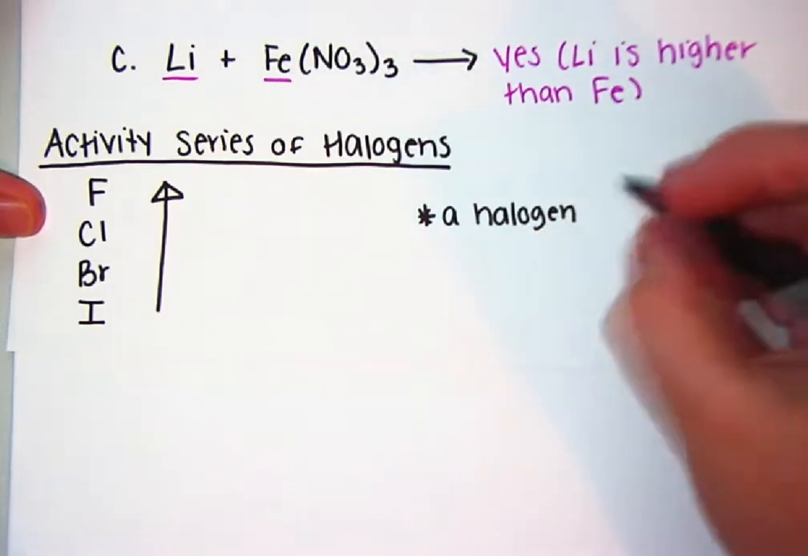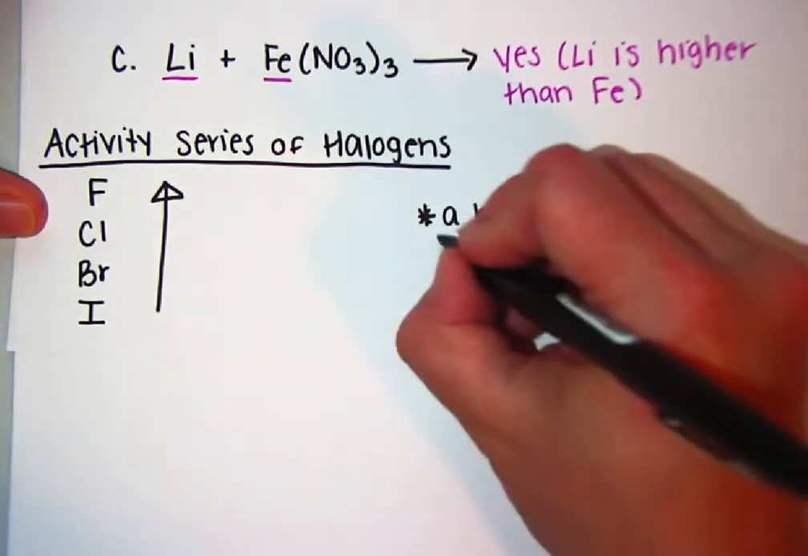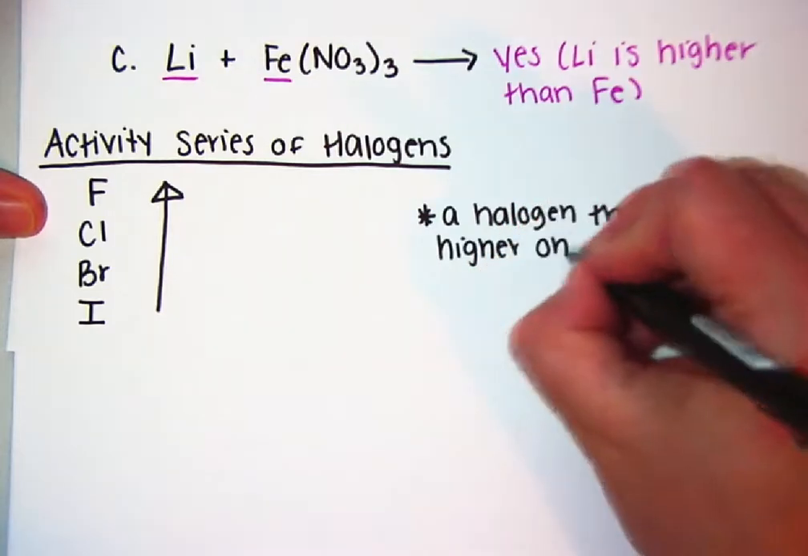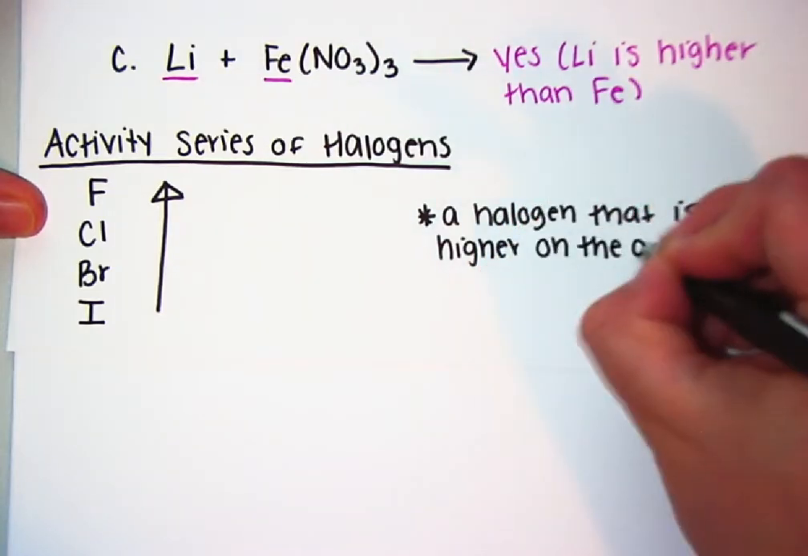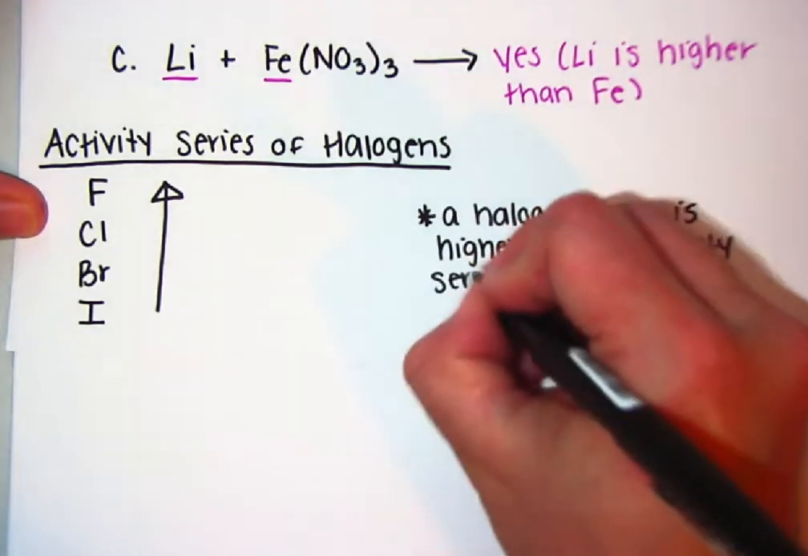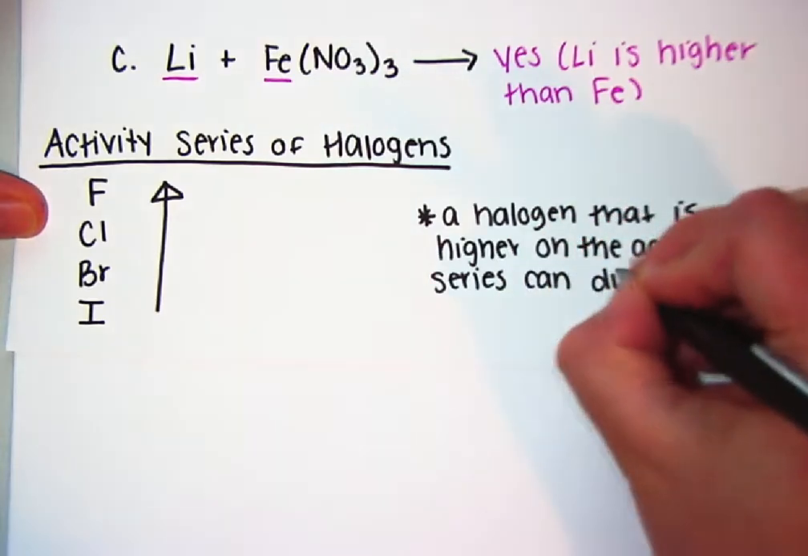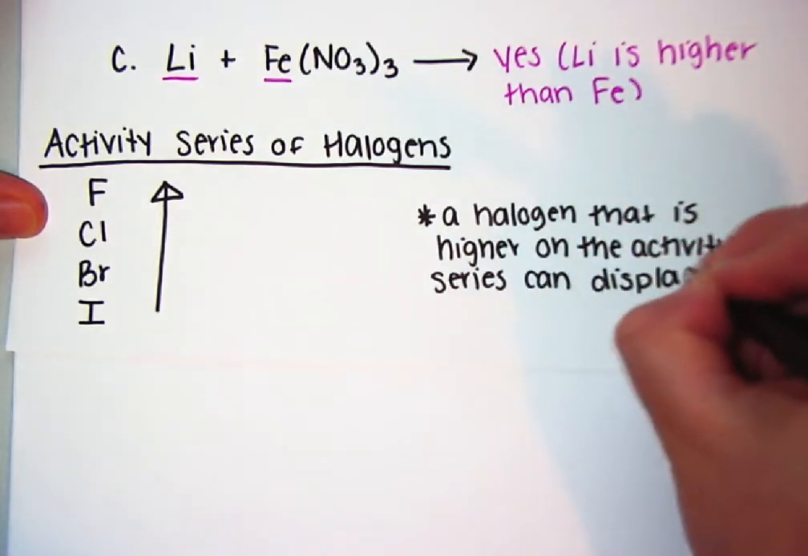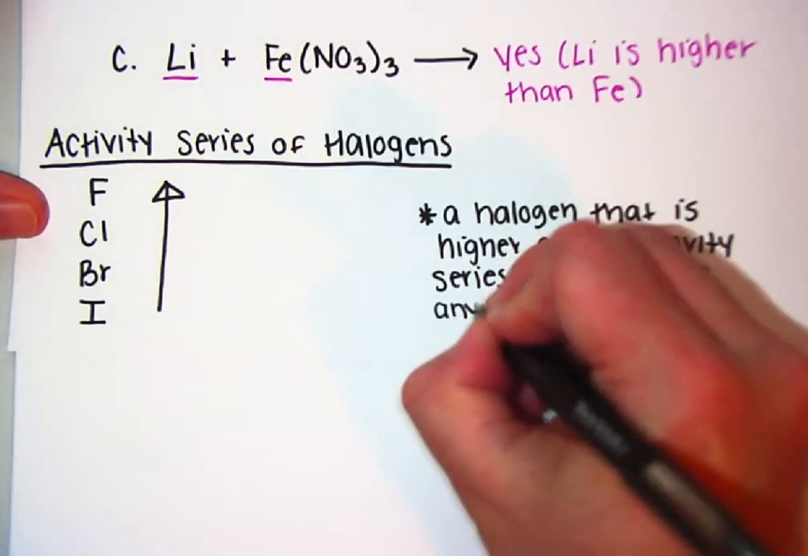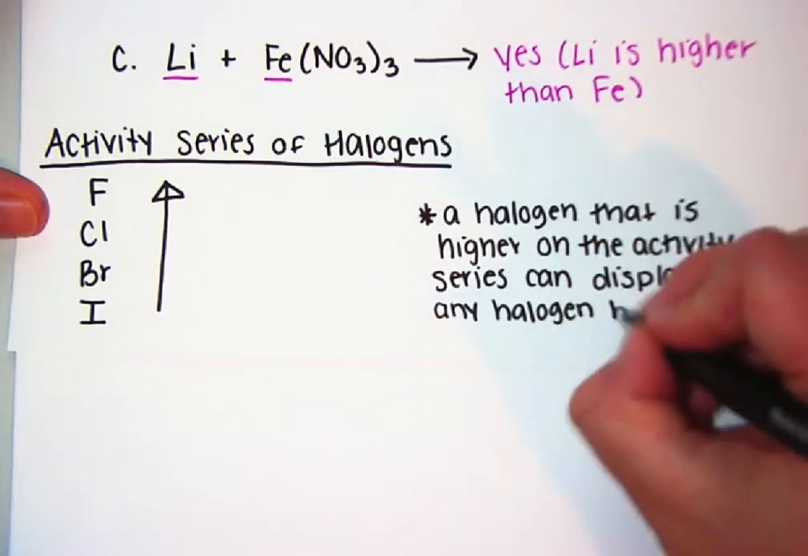A halogen that is higher on the activity series can displace any halogen below it.